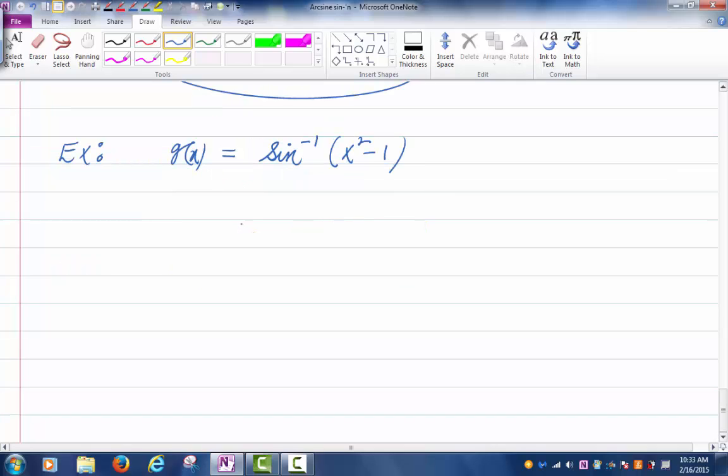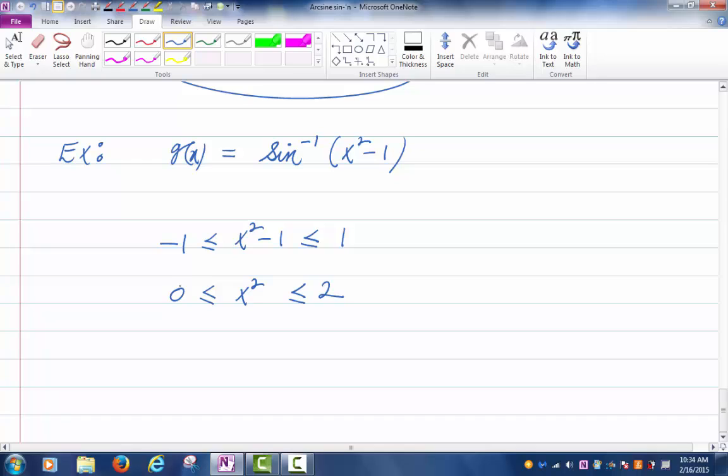So we start with the fact that x squared minus 1 has to be between negative 1 and 1. And now we need to solve for x, so we need to isolate x. What should I do? Add 1. If I add 1, I get a 2, and if I add 1, I get a 0. So x squared is between 0 and 2, right? Is everybody okay with that?